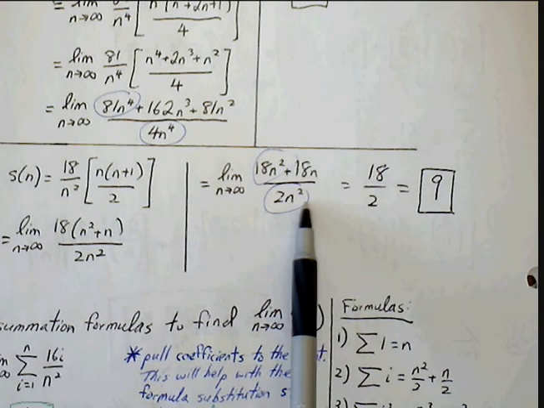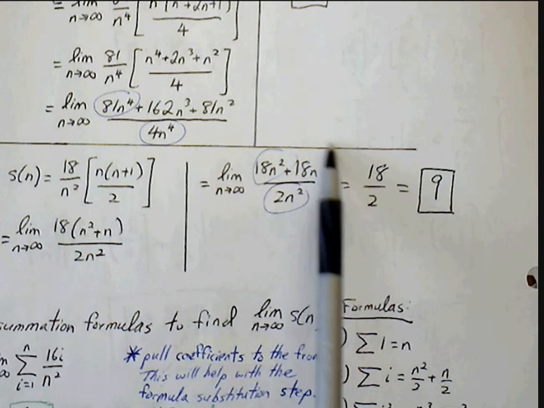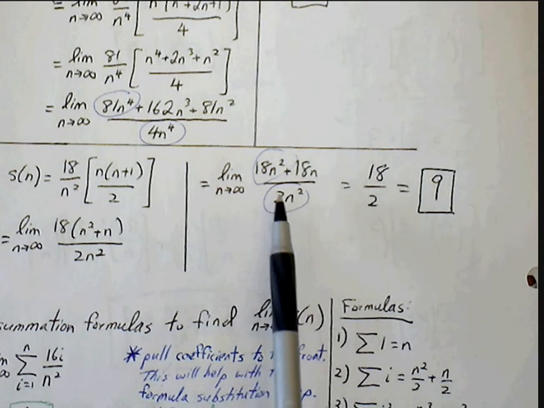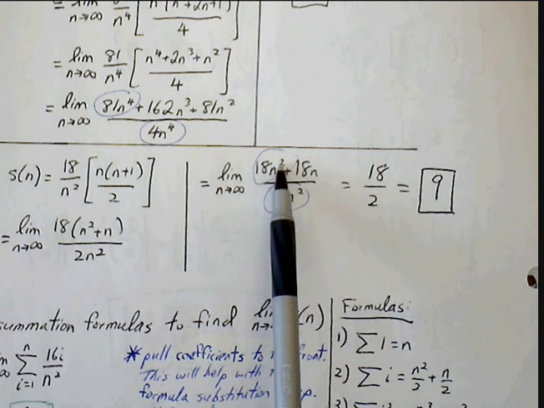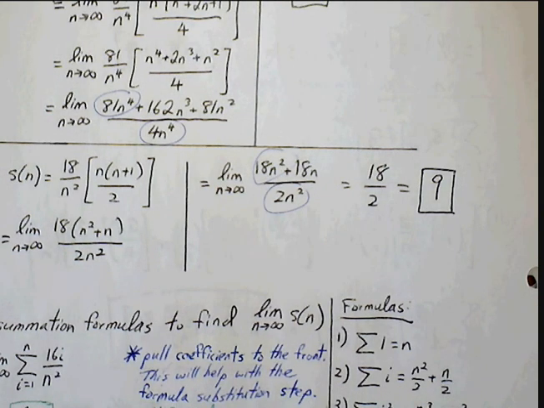Okay, if the degree is higher in the denominator, then that's where our limit will go to 0. If the degree is higher in the numerator, then we're going to go to either positive or negative infinity.